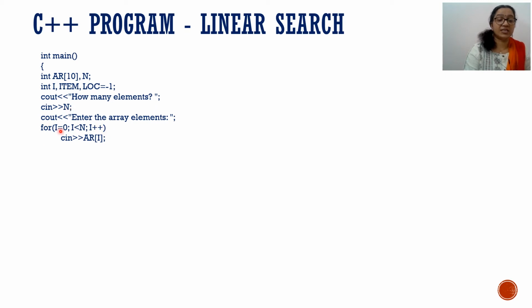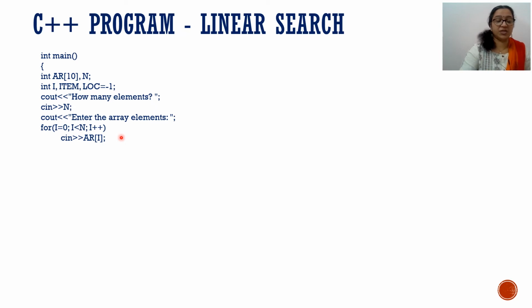When it is in the 0th position we want to input it, so cin >> AR[i]. So the first element will be input in the 0th position. Then i plus plus, i will become 1. Then i less than n is checked. If it is true, again cin for the second element. So this will continue. We will get n elements there in the array.